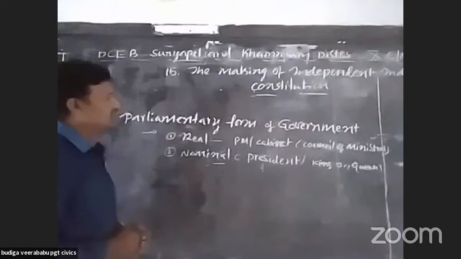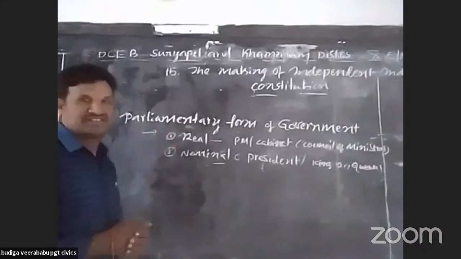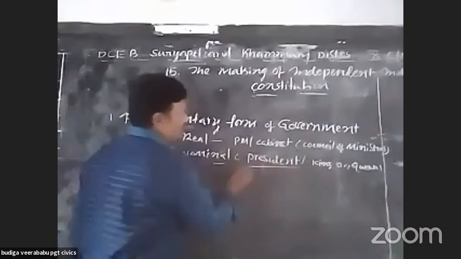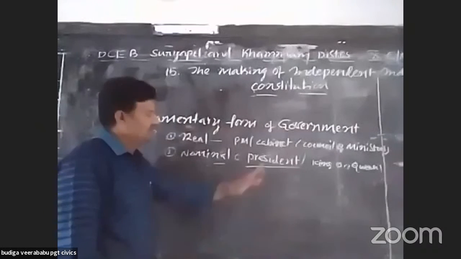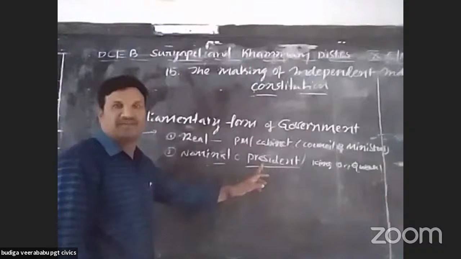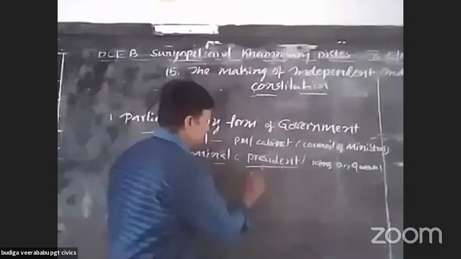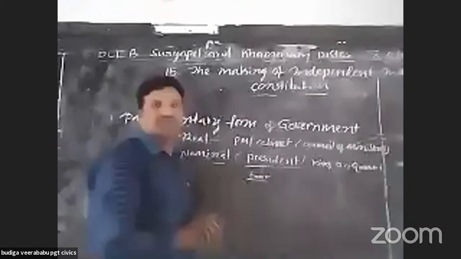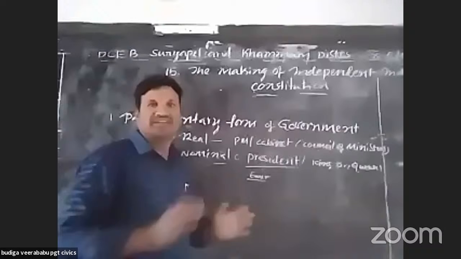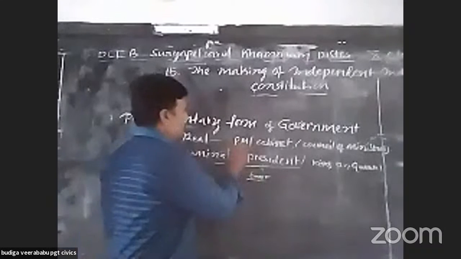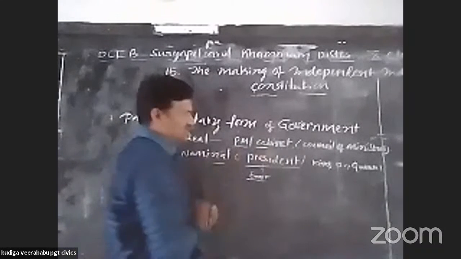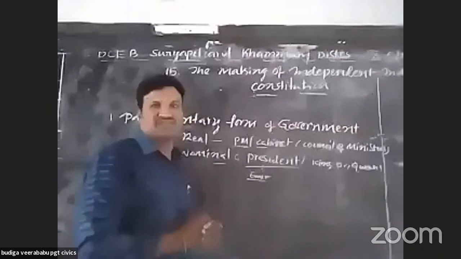India followed the parliamentary form of government system, but the president of India is not a nominal head. At the time of emergency, he enjoys the powers of the real executive. The prime minister and the cabinet ministers, that means the council of ministers, enjoy the powers in normal times. But at the time of emergency, the president enjoys all powers.